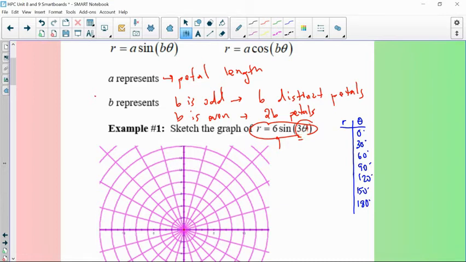So if you have 0 degrees and you're putting 0 in for theta, then 0 times 3 is still 0. Sine of 0 is 0. So I know it starts out at 0. Then you go 30 degrees. So you put 30 degrees in there. 30 times 3 is 90. So sine of 90, it's the highest amplitude. So we get a radius of 6. 60 degrees, that's 3 times 60, so it's 180. Sine of 180 is back to 0. 90 degrees, so again, 3 times 90 is 270. That's a negative 1, so we're at negative 6. And then you put in 120, you're back to 0.